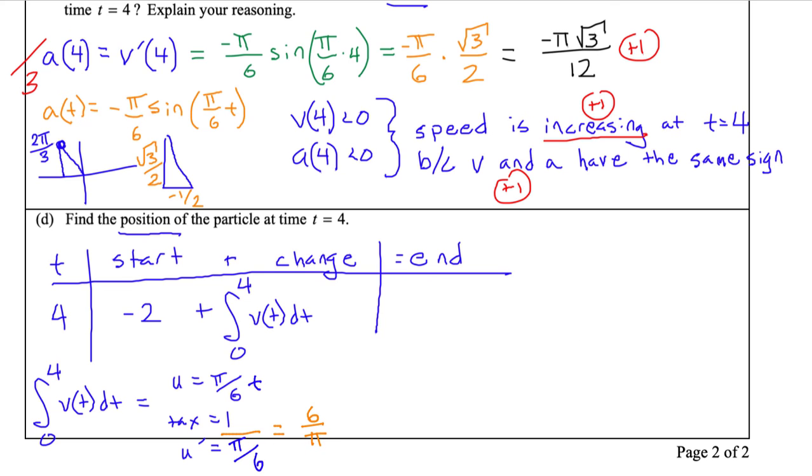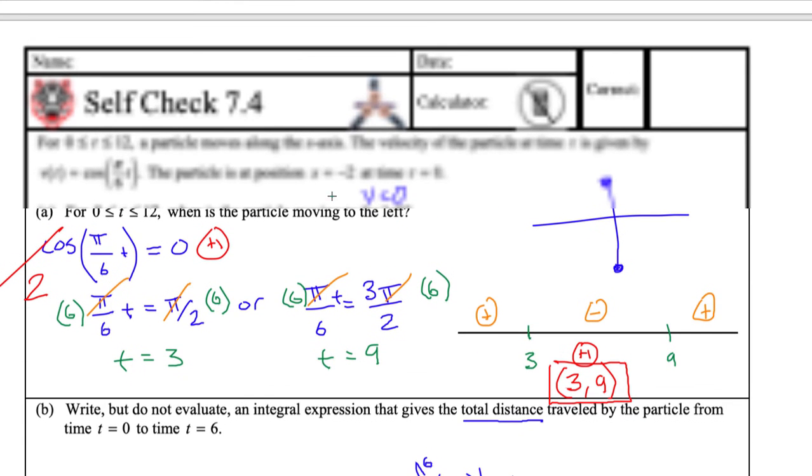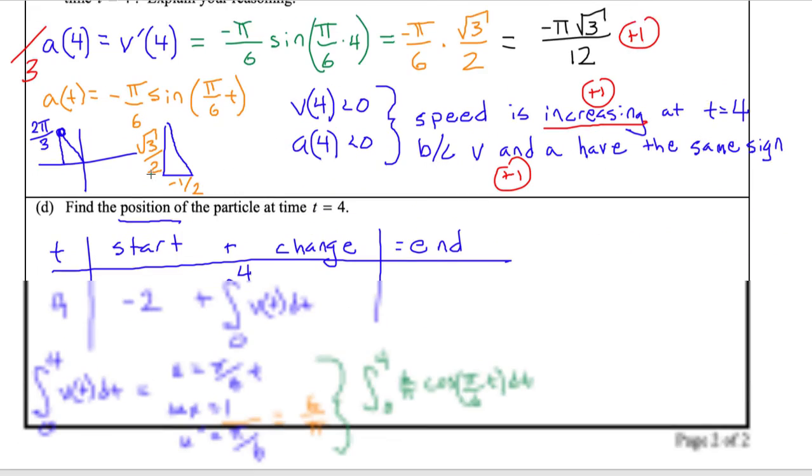Let's go ahead and now pay Taxman. So after I do all this work, I'm going to pay Taxman. My new integral is between 0 and 4 of 6 over pi, and I'm going to rewrite everything, which I think started with a sine, right? No, it's cosine. Cosine of pi over 6t dt. Make sure I get all that right. Okay.